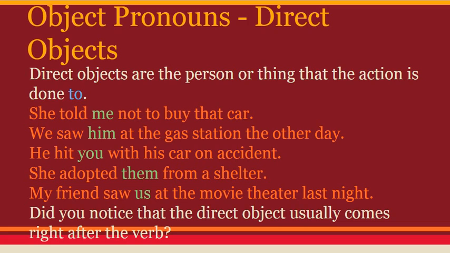Object pronouns. Direct objects. Direct objects are the person or thing that the action is done to. She told me not to buy that car. We saw him at the gas station the other day. He hit you with his car on accident. She adopted them from a shelter. My friend saw us at the movie theater last night. Did you notice that the direct object usually comes right after the verb?